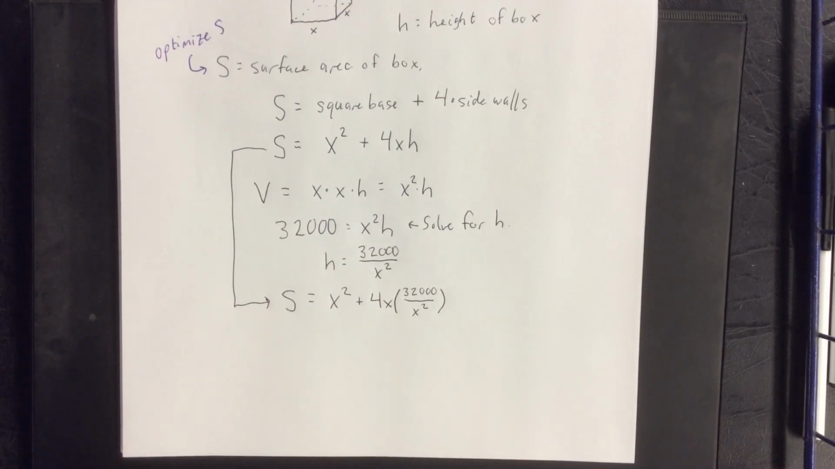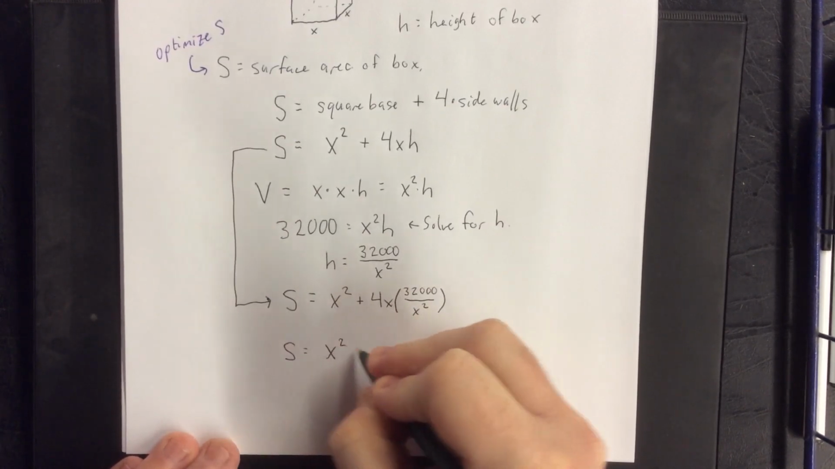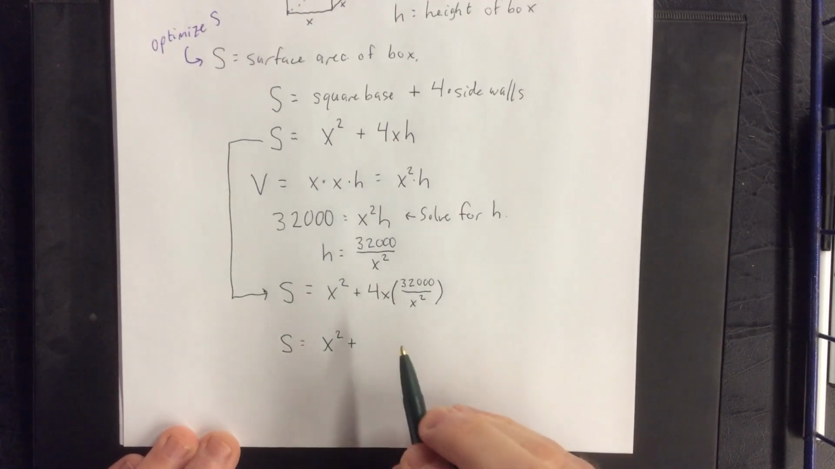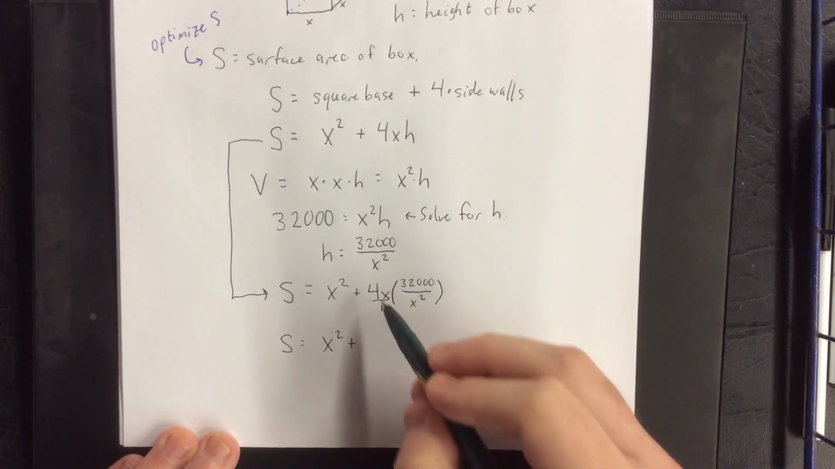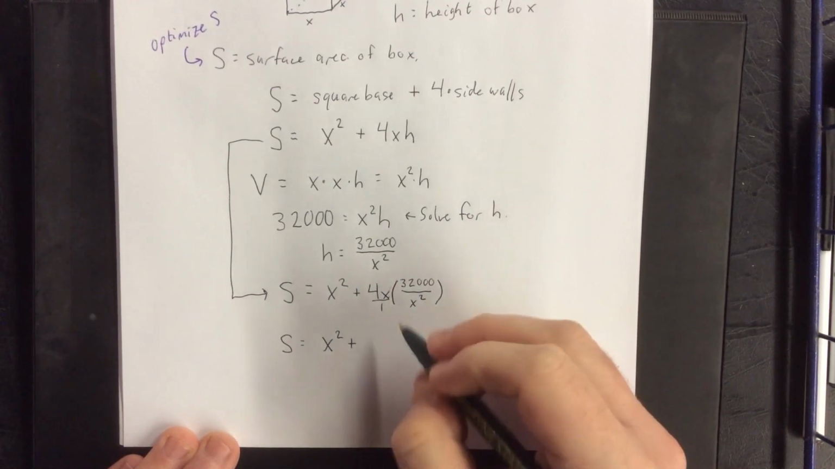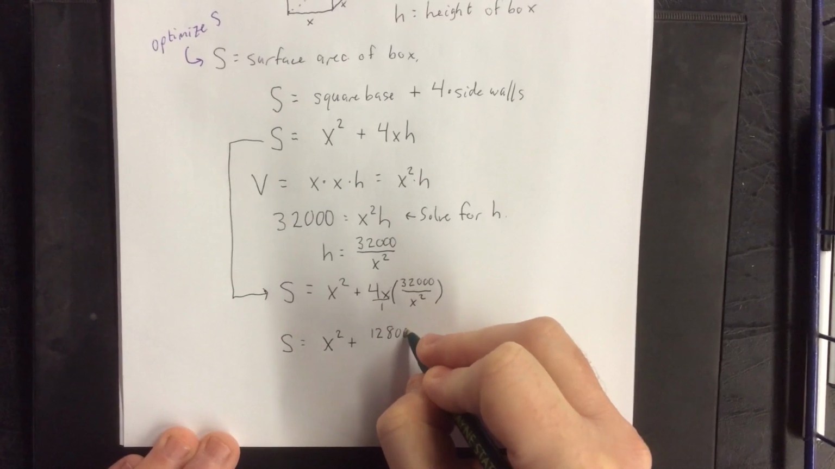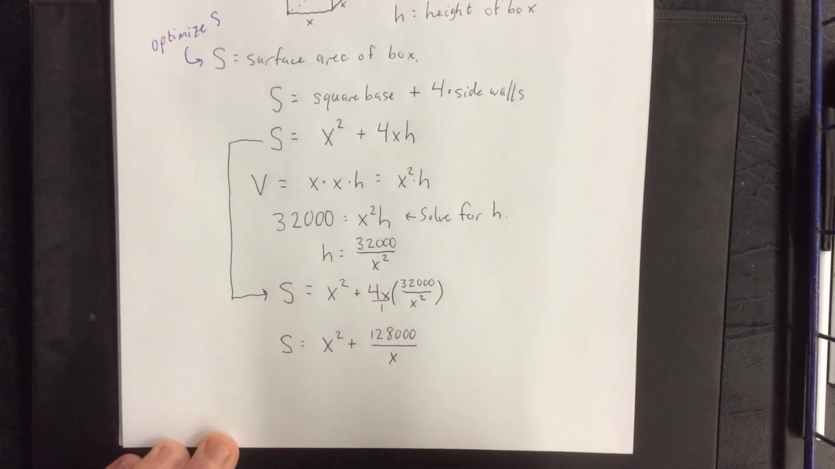Now we have the surface area in terms of only one variable. I am going to perform a little bit of algebra to try to simplify this expression, but this is the thing that we are going to optimize. So x squared plus, we can treat this 4x as though it's 4x over 1, cancel out one factor of x, and multiply the 4 times 32,000. 4 times 32,000 is going to be 128,000 all over x.